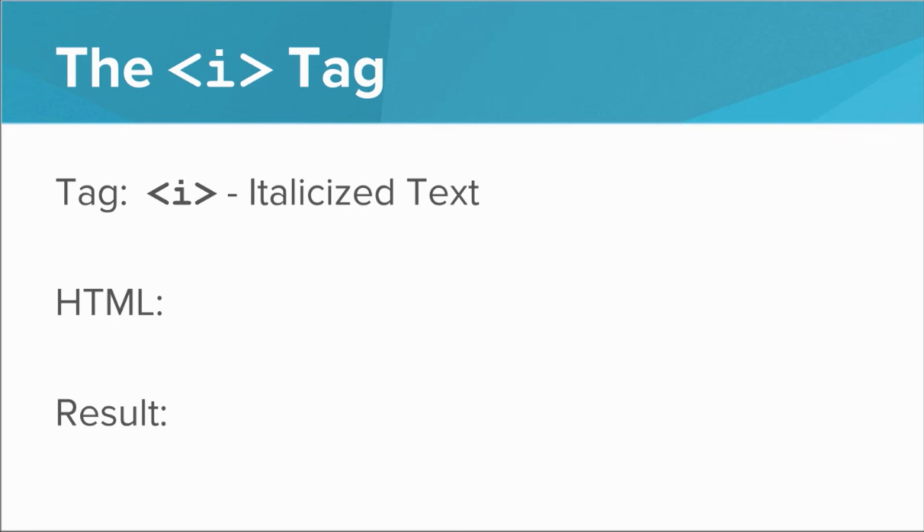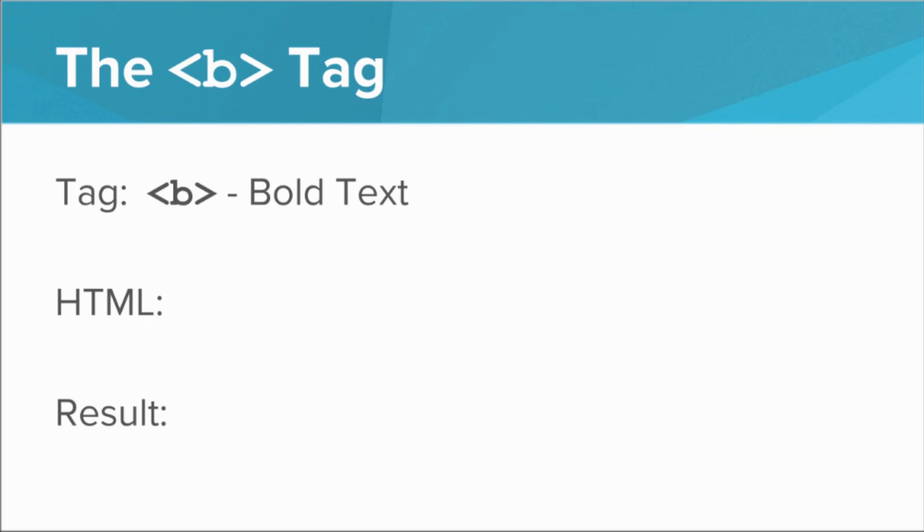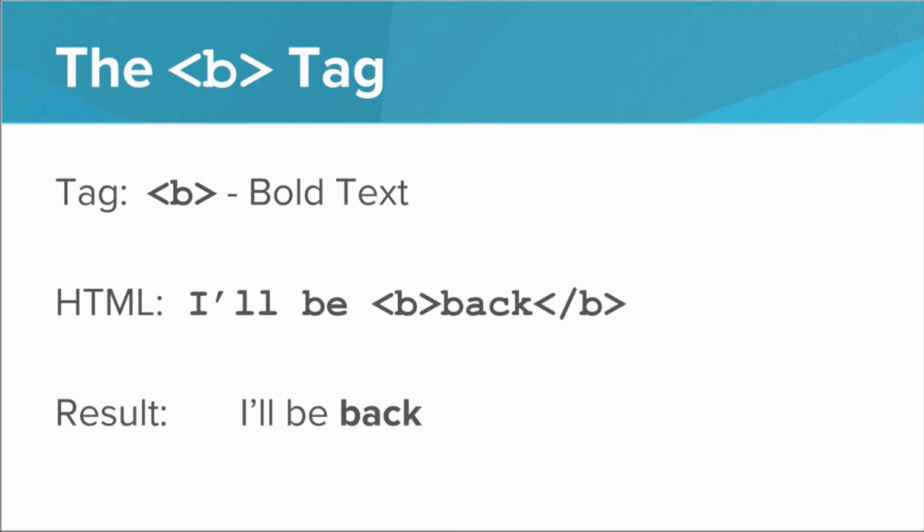Next we have the I tag, and the I tag stands for italicized. So this lets us italicize text. For example, if I wanted to really stress that something was important, I could put I tags around it, and it would show up as italic in the resulting web page. Next we have the B tag, which bolds text. For example, if I had "I'll be back" with "back" inside the B's, then "back" would show up as bold on the resulting web page.